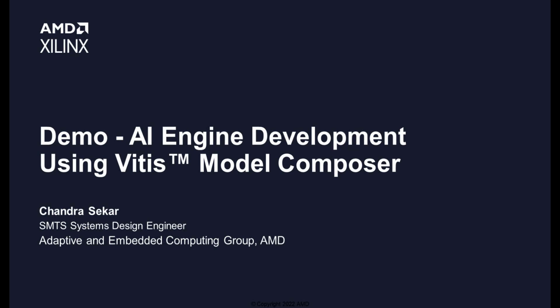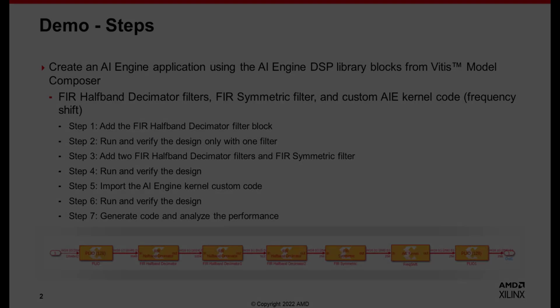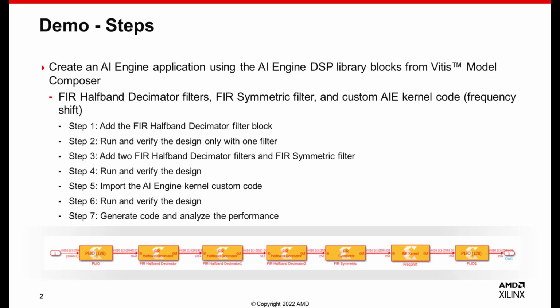This demonstration shows how to create an AI Engine application using the AI Engine DSP library blocks from the Vitis Model Composer. There are 7 steps in this demo. In step 1, we add one FIR out-of-band decimator filter block and provide the stimulus to the block. Also, we use the equivalent Simulink model to verify the output of the AI Engine block. In step 2, we run the simulation and verify the design.